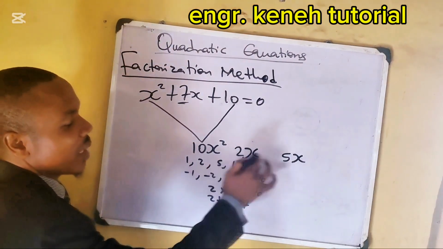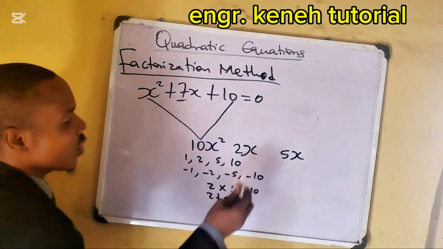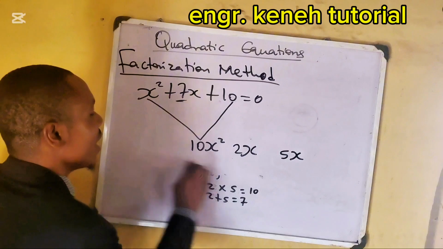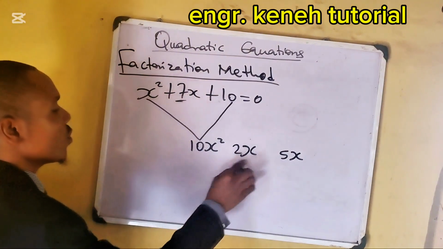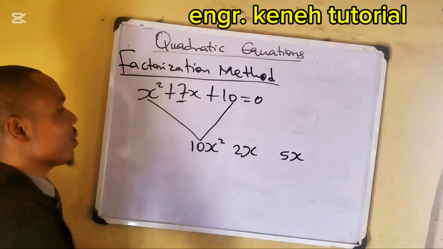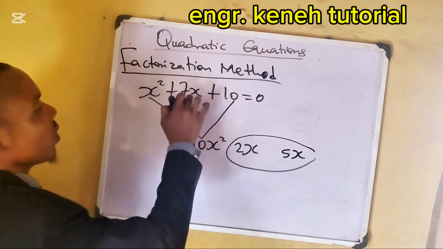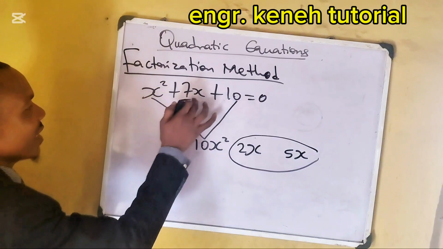Likewise, I can put 5 here, put 2 here. It doesn't matter. Can you see that? So that is how to obtain this. So now I have gotten this. I have 2x and what? 5x. So because this one is plus and this one is plus, I will now use this to replace what I have at the center here.